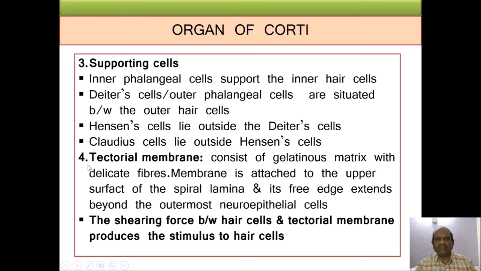Now coming to the tectorial membrane, in short, it consists of a gelatinous matrix with delicate fibers. The membrane is attached to the upper surface of the spiral lamina and its free edge extends beyond the outermost neuroepithelial cells. Shearing force between the hair cells and the tectorial membrane produces the stimulus to the hair cell. In short, try to understand that movement of the tectorial membrane causes stimulation of the inner and outer hair cells.